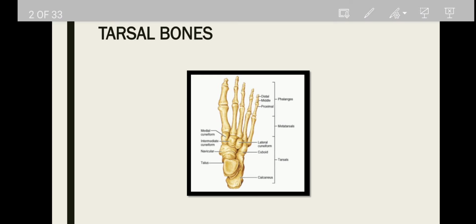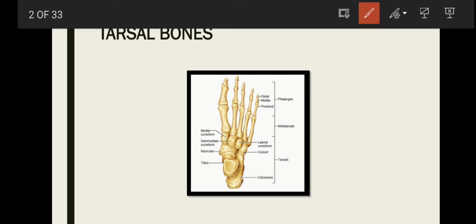Coming to the tarsal bones, this is the calcaneus bone. Just below that is the talus bone. Then come the navicular and cuboid. This cuboid comes on the lateral side. This is the little toe, this is the great toe. So the cuboid is on the lateral side, the side of your little toe.